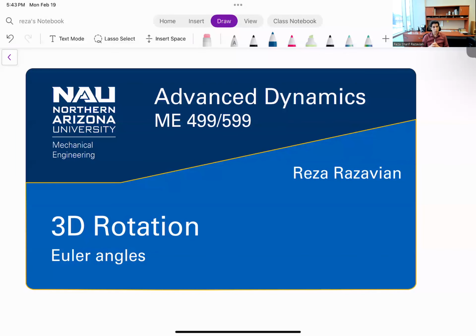All right, hello, welcome back. So in the previous video, we talked about describing any arbitrary rotation in 3D using a rotation matrix. Rotation matrix is great. It's very convenient to use, especially when you want to do things in computers. Matrices are perfect for that. The only issue is that there are a few issues with the rotation matrix.